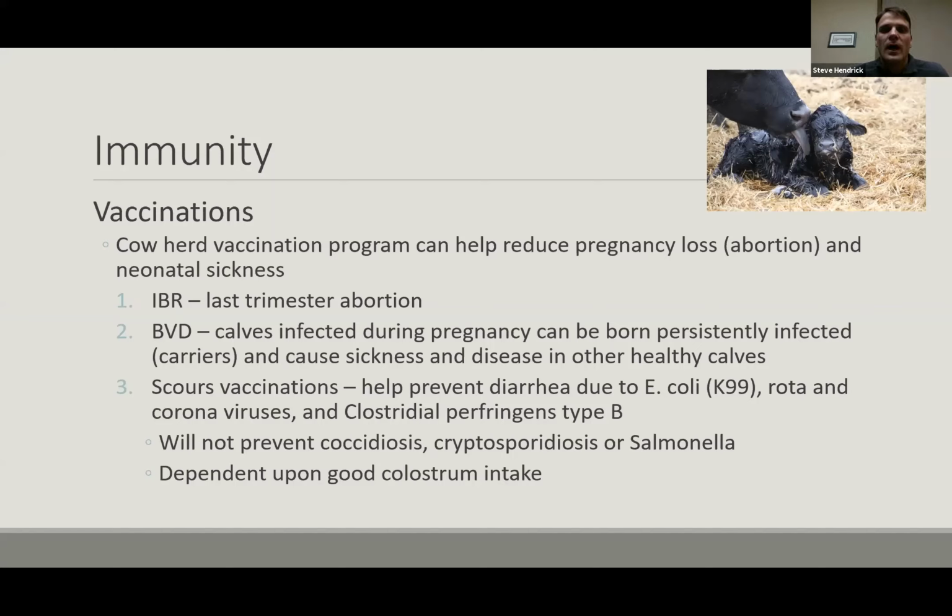And so I put on the slide, just realize that this vaccine doesn't prevent against coccidiosis or cryptosporidiosis or salmonella. So those are all different causes of calf scours, and there's many different causes out there. And so just realize that, yes, we can use the vaccine. It can help if it's due to the causes that are actually included in the vaccine, but not for some of these other ones. So we need to use other techniques to help control those.